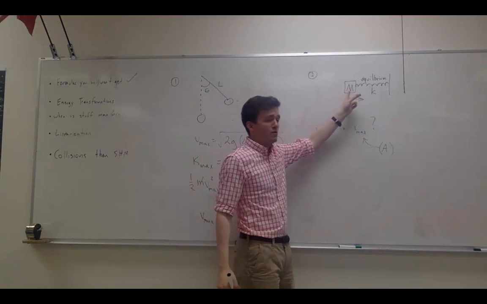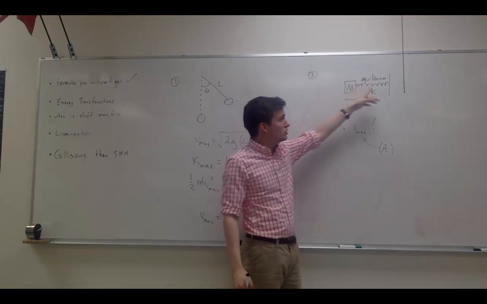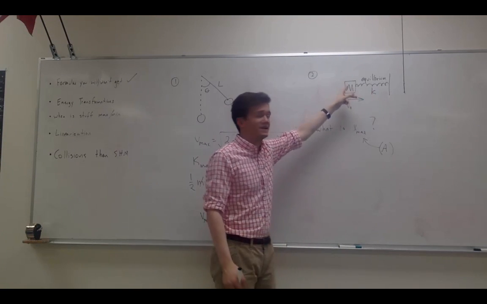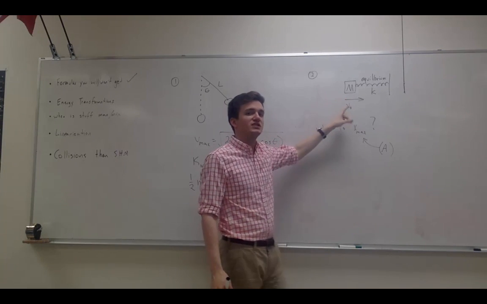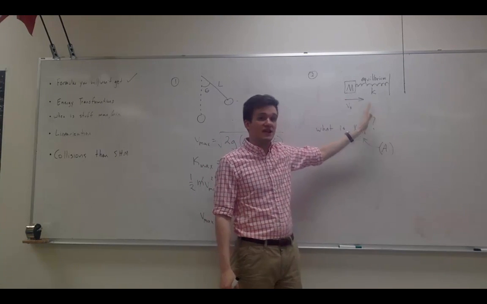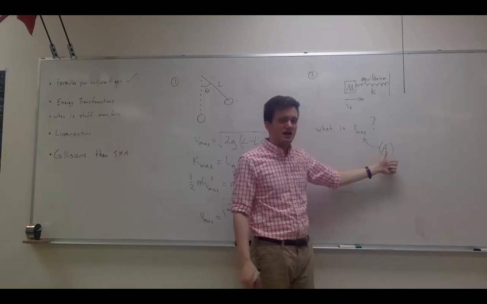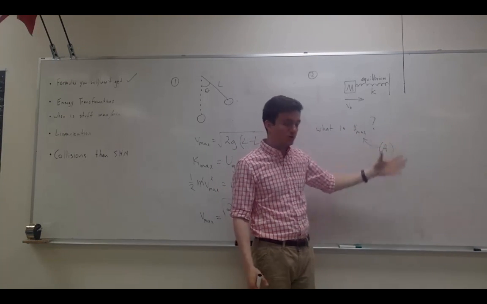So now we have a block on a spring. We know the spring constant of that spring. We know the mass of the block. We know how fast the block is going. Using only those things, we're supposed to calculate how far the block is going to compress, the x max. There's this kid, I think you guys know that as A. Same thing. It's the amplitude.